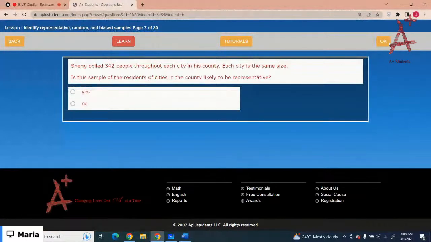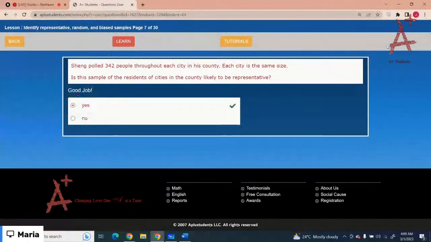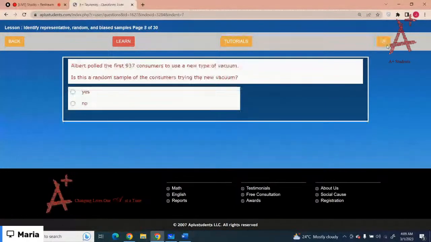Sheng polled 342 people throughout each city in his country. Each city is the same size. Is this sample of the residents of the cities in the country likely to be representative? Yes, it is representative. Out of all the data, you selected 342, so that would be representative.